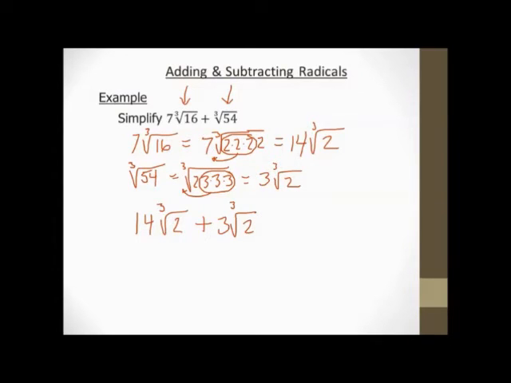And it looks like I have like radicals. I have the same index and the same radicand. So here's my index right here. They're the same. My radicands are the same. So I can go ahead and add those two radicals together. So now I just add or subtract the coefficients. 14 plus 3, 17. And then just stick the cube root of 2 on the end of it. So 17 cube root of 2 is my final answer.